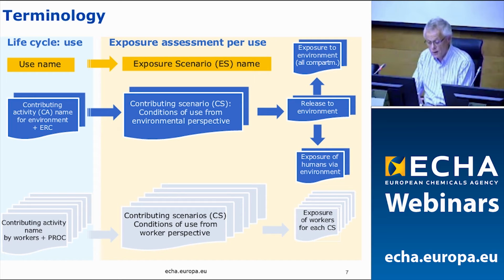And in the contributing scenarios, then the conditions of use are described from the environmental perspective and from the human health perspective. And for each of the contributing scenarios, the exposure estimates are then derived. For the environment, that's the upper part of the slide, that means for all environmental compartments, and also for exposure of humans via the environment. And then for workers, for each activity of a worker, the exposure is also estimated on the different routes. So keep in mind that these are the key terms: contributing activity and contributing scenario.